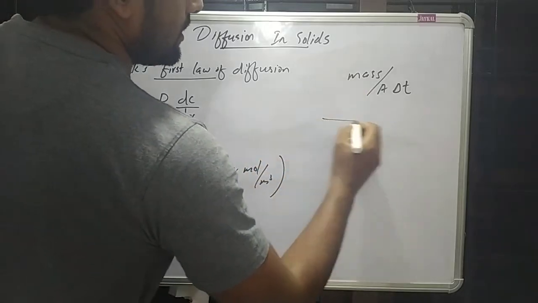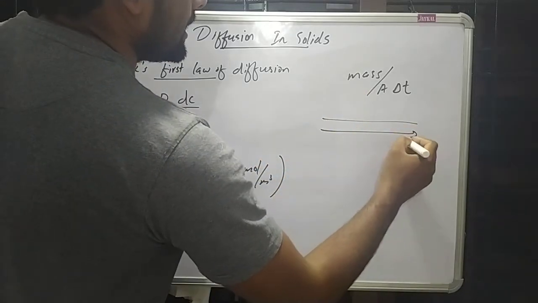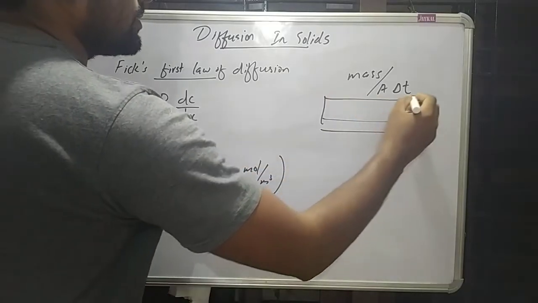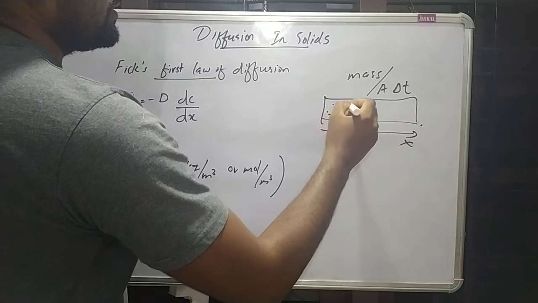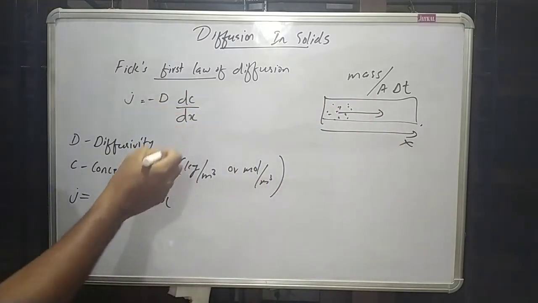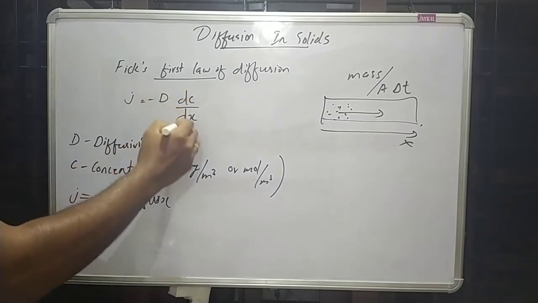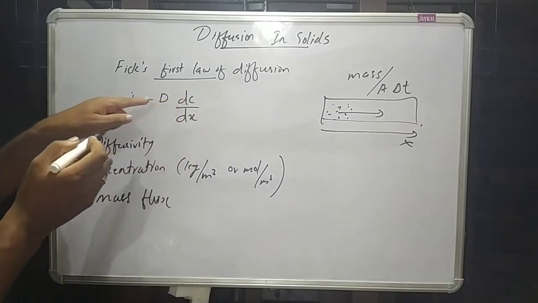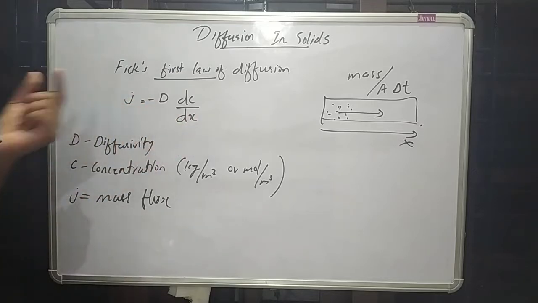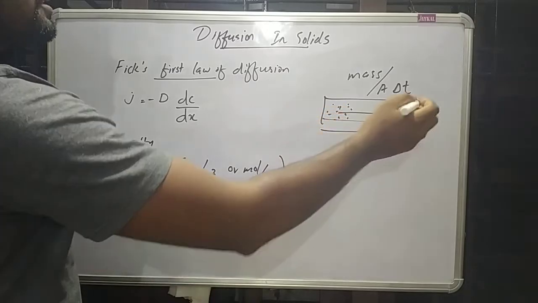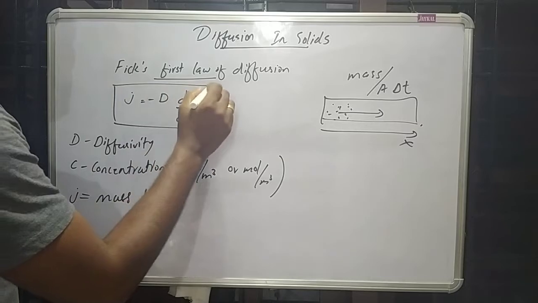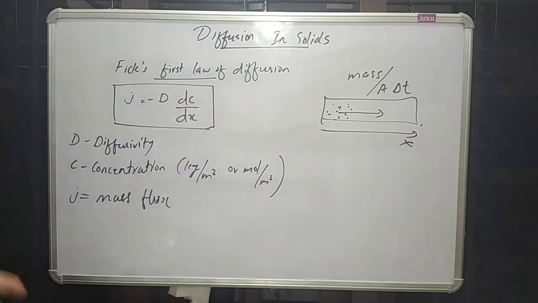If this is the solid bar, the concentration of particles will be more here. So as we go in the x direction, the concentration decreases. That's why dc by dx is a negative quantity, and if we multiply it with this negative sign, we get a positive quantity. That is the mass flux. So flow of mass is a positive quantity. This is Fick's first law: J is equal to minus D dc divided by dx.